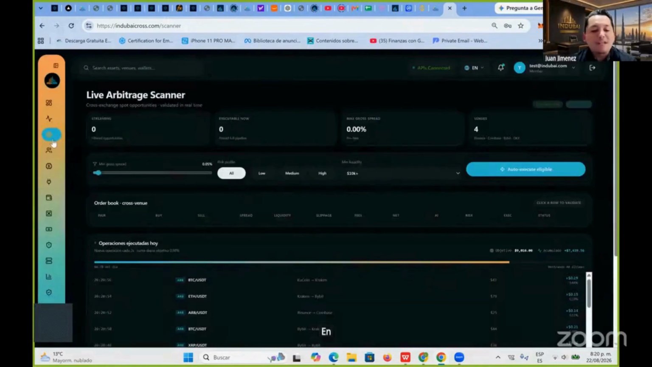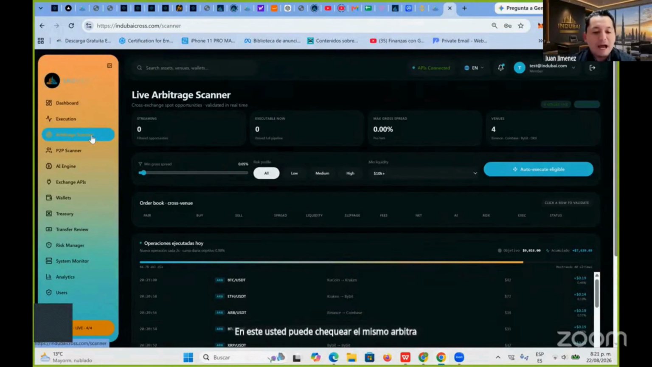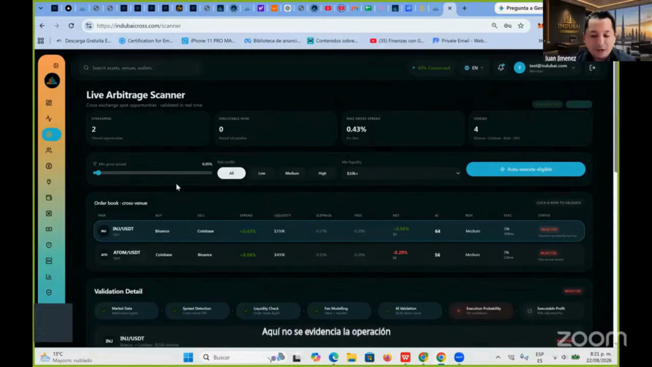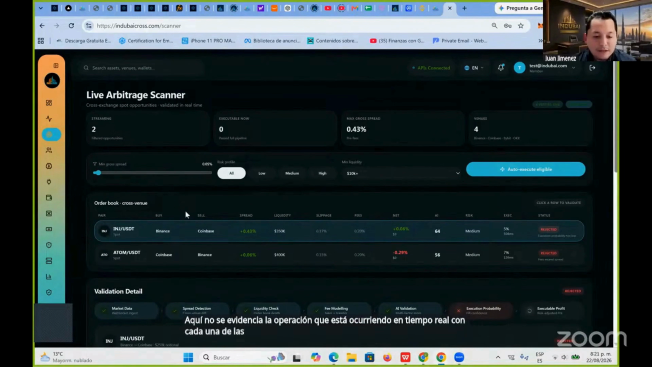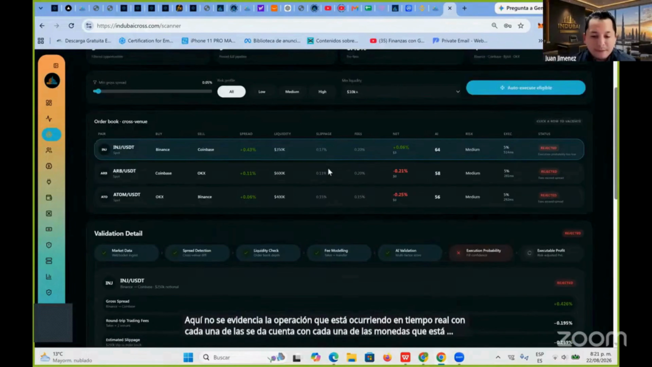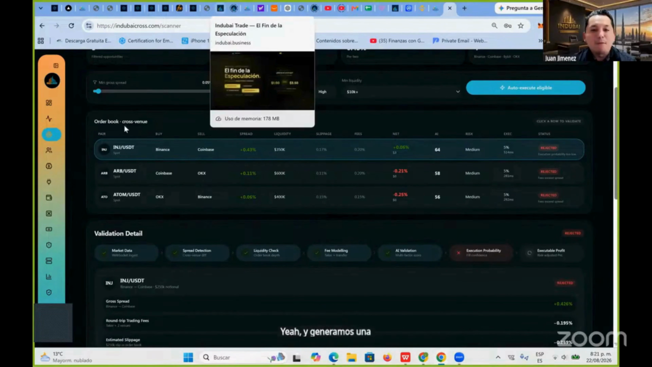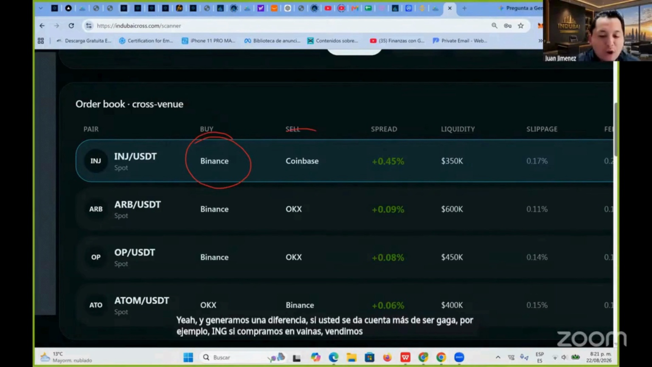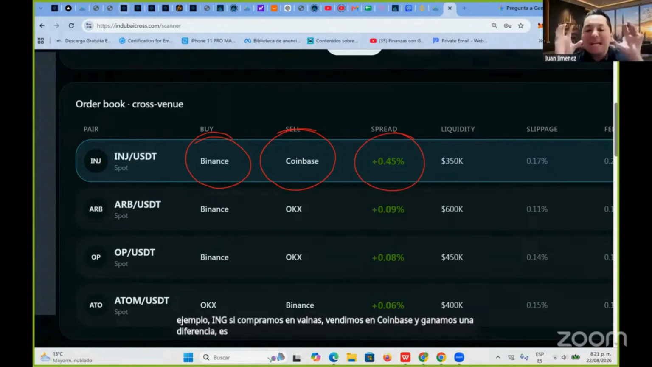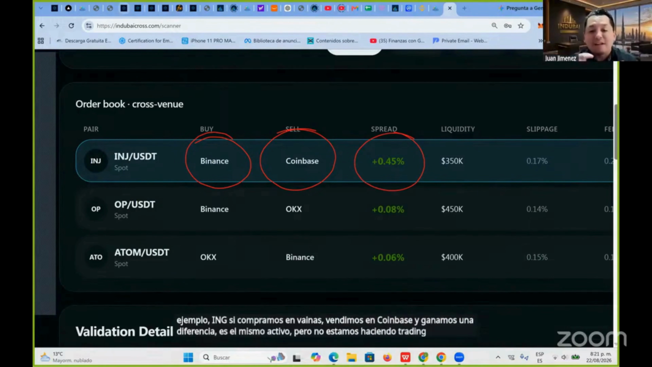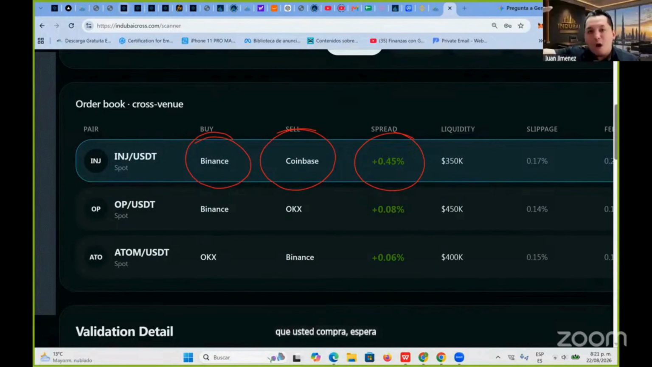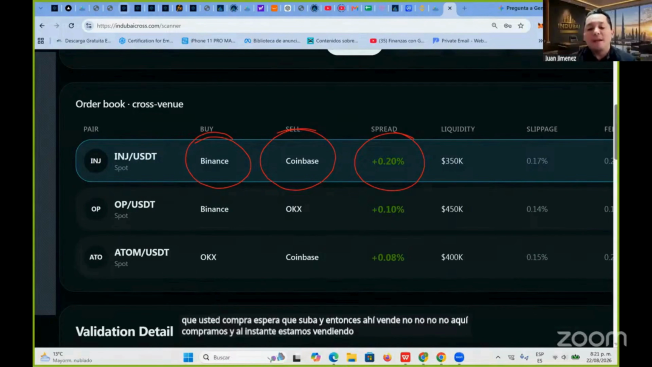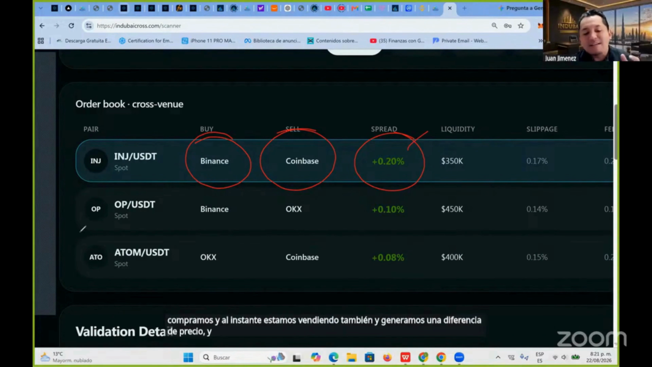In this one, you can check the same arbitrage scanner, but here it shows us the operation that is happening in real time with each of the currencies. Do you see? With each of the currencies that is happening, look. Got it? And we generate a difference. If you look closer here, for example, INJ, we bought on Binance, sold on Coinbase, and earned a difference. It's the same asset, but we are not doing trading. What is trading? It's when you buy, wait for it to go up, and then you sell. No. Here we buy, and instantly we are selling as well, and we generate a price difference. And that price difference is our profit.